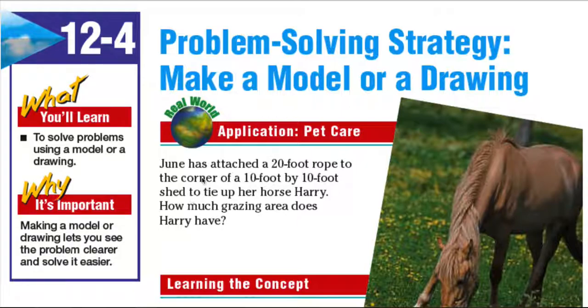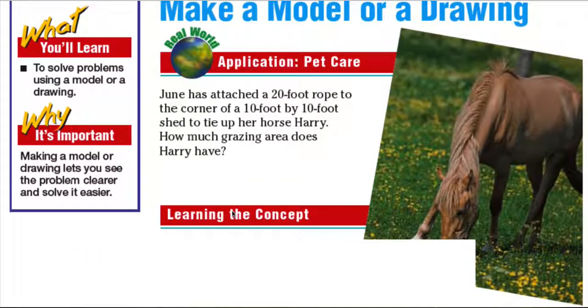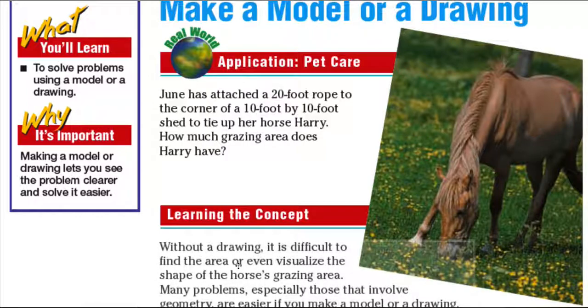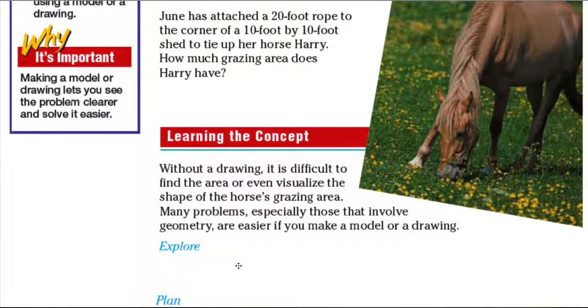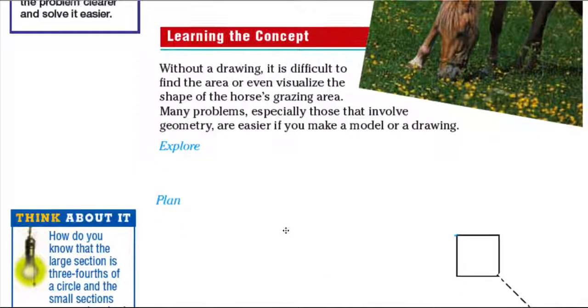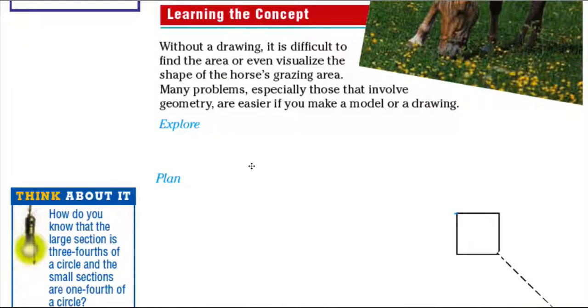In pet care, June has attached a 20-foot rope to the corner of a 10-foot by 10-foot shed to tie up her horse Harry. How much grazing area does Harry have? So if you notice, without drawing, it is difficult to find the area or even visualize the shape of the horse's grazing area. So many problems, especially those that involve geometry, are easier if you could make a model or a drawing. So let's take a look at this example.